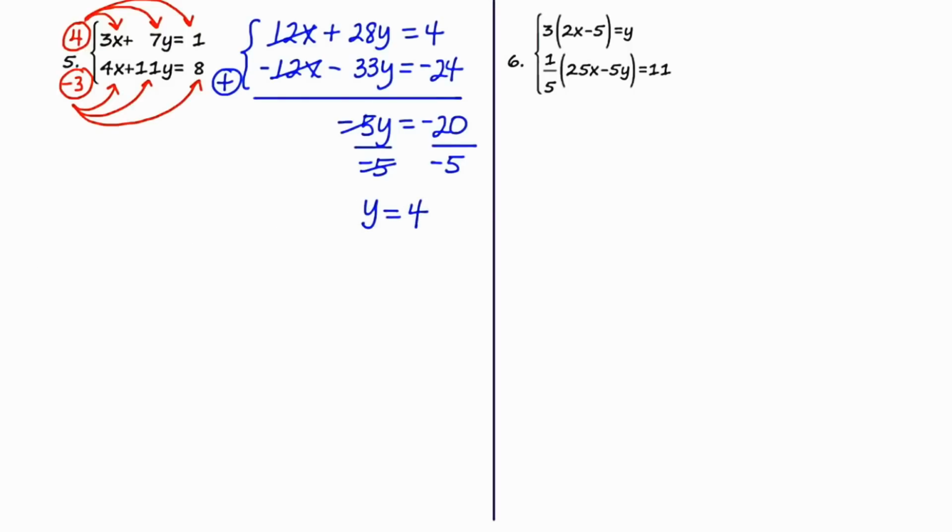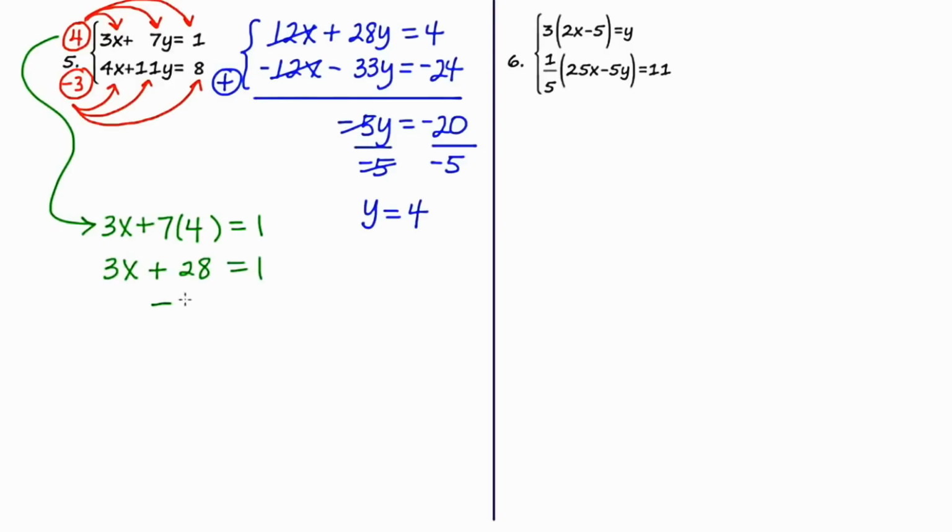Now I'm going to back substitute into one of the original equations to solve for x. And I'm going to use the top equation. This is going to say 3x plus 7 blank equals 1. The blank represents y, and I just found y to be 4. So now our equation reads 3x plus 28 equals 1. I'll subtract 28 from each side so I can isolate the x. The 28s will cancel, and now I'm left with 3x equals -27. I'll divide both sides by 3, and I'm left with x equals -27 divided by 3, or x equals -9.